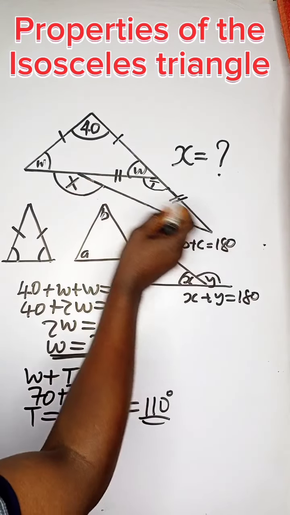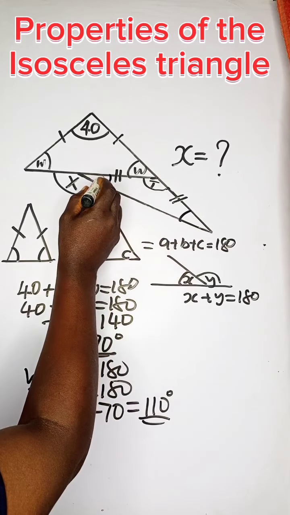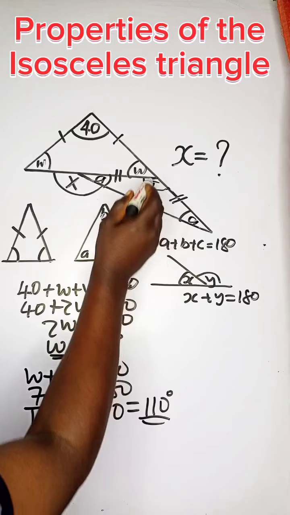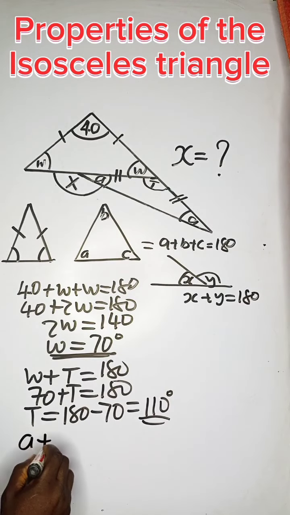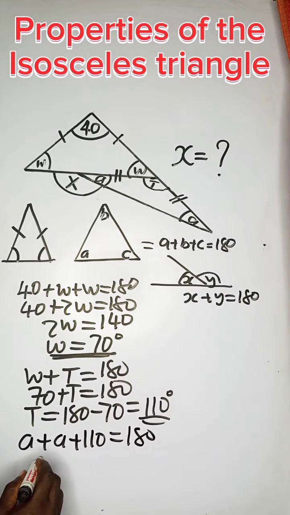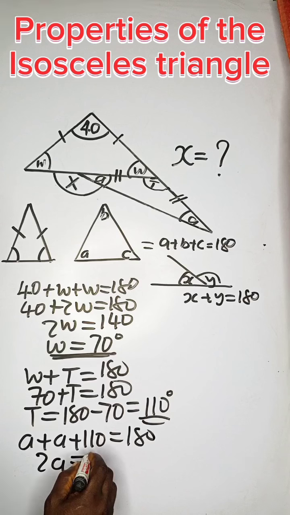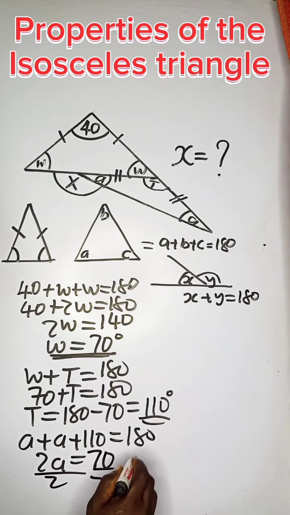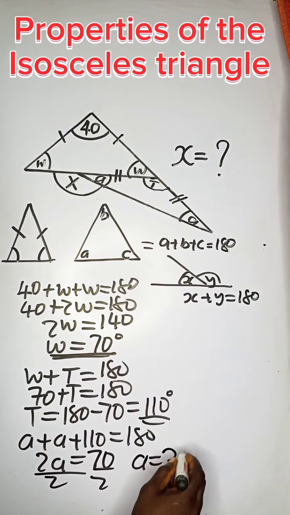Remember, this is an isosceles triangle. That's the top angle. This base angle must be equal to this base angle. If we call each of them A, then we are saying A plus 110 must be 180 degrees. A plus 110 must also give us 180 degrees. So 2A will be equal to 180 minus 110, which is 70 degrees. So from here, if we divide both sides by 2, we'll have one of those base angles to be 35 degrees.